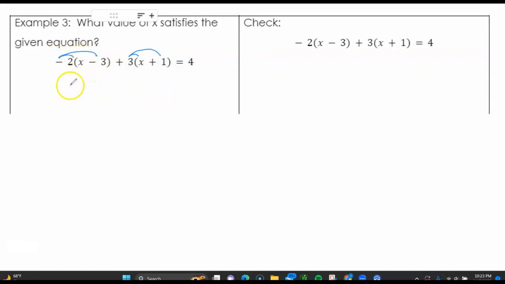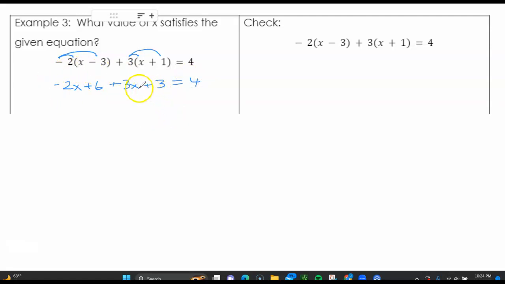So negative 2 times x is negative 2x. Negative 2 times negative 3 makes positive 6. 3 times x makes 3x, so plus 3x, because it's positive. And then 3 times 1 is 3, plus 3 equals 4. And here we go again.